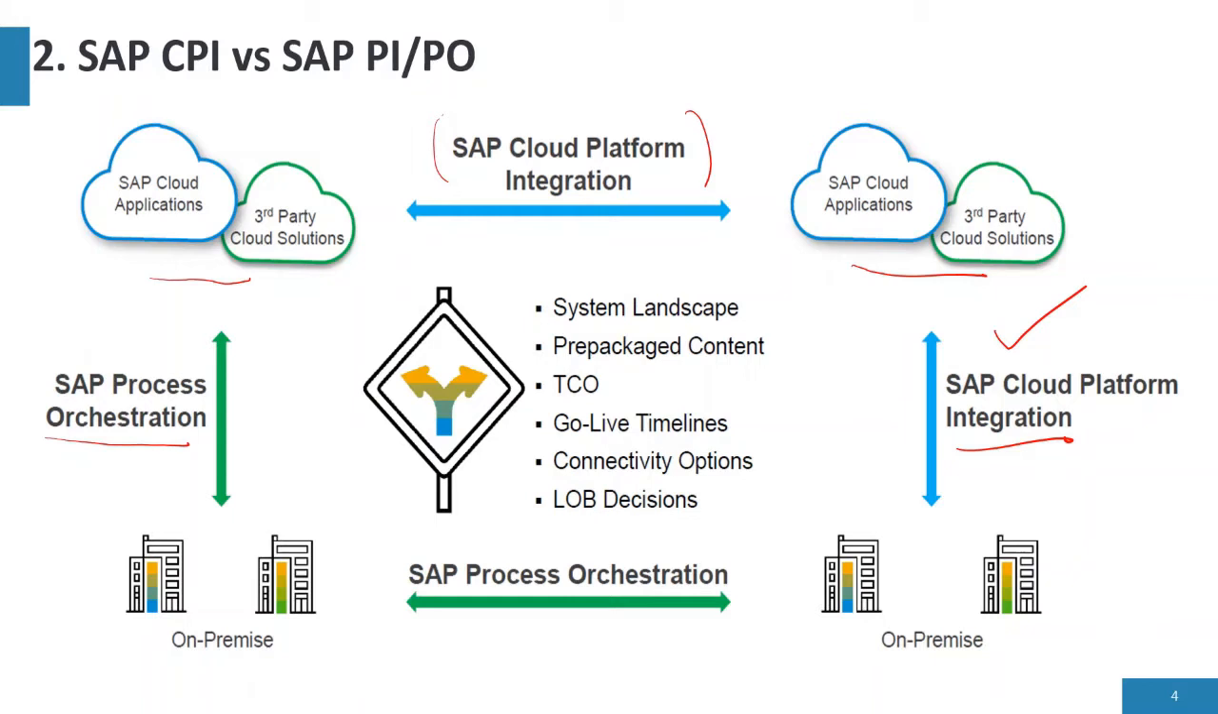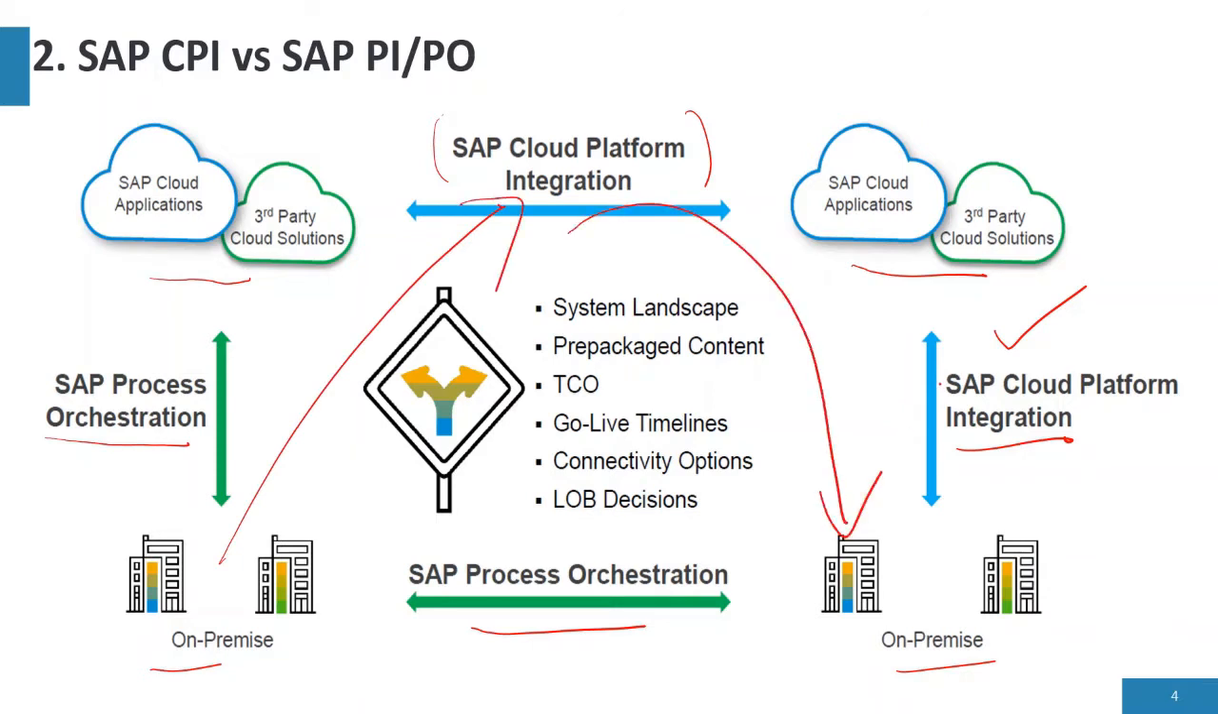But again, suppose you have all your different systems on premise. Then, as per SAP, you should use SAP PIPO. The reason is, when you have everything on premise, it doesn't make sense to send it from on premise to cloud, and again from cloud bring it back to on premise, right? So in that case you can go for the PIPO system.